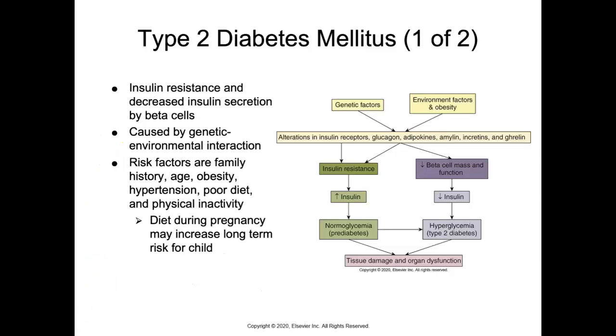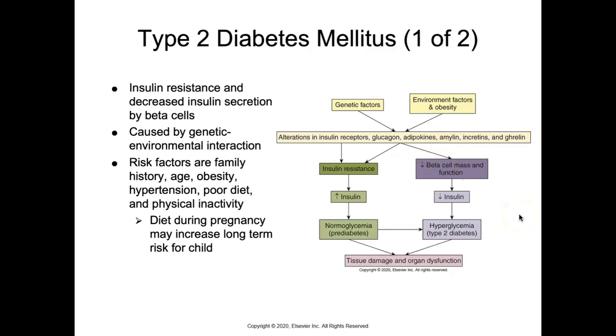Next, let's switch into type 2 diabetes mellitus, where we're going to have insulin resistance and a decreased insulin secretion by the beta cells of the pancreas. And you can see here that we do have both genetic factors and environmental factors and obesity that play into this. So when we talk about genetic factors, there's actually been more than 60 genes that have been identified that are associated with type 2 diabetes, and it includes those that have to do with the beta cell mass and the functioning of it.